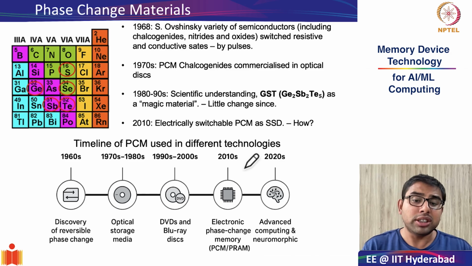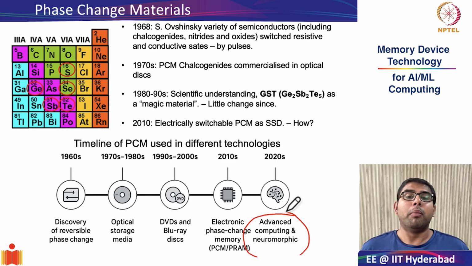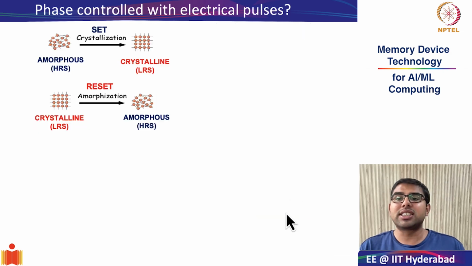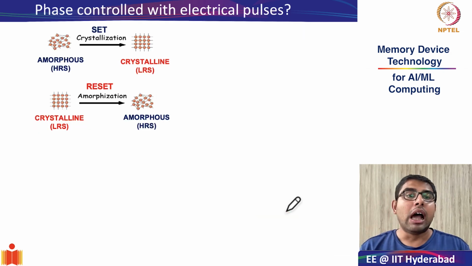But it is also interesting to know that even neuromorphic computing may benefit a lot from this new era of phase change RAMs. Okay, so with this brief historical perspective about phase change materials, let us ask the fundamental question: how do you facilitate this phase change using electrical pulses?